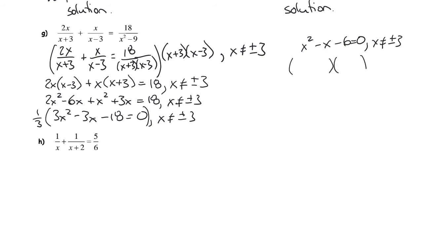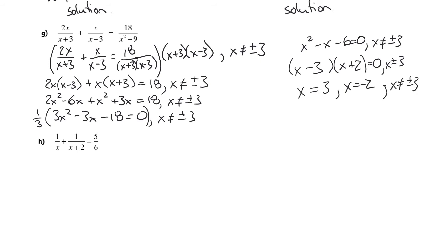And now we've got something that's a little bit more challenging. I've got to factor this. So I'm looking for two factors of negative 6 that are going to add to negative 1. And that's going to be negative 3 and positive 2. And so as a result, and hopefully you're comfortable with this, x is going to equal 3. X is going to equal negative 2. But x cannot equal plus or minus 3. So what that means then is that that first root is no good. It's an extraneous root. But the second root is okay. And so negative 2 works.